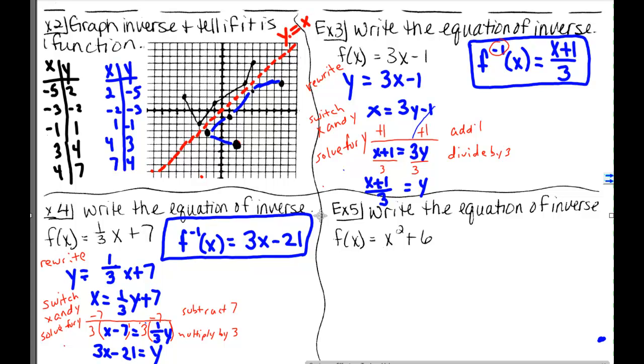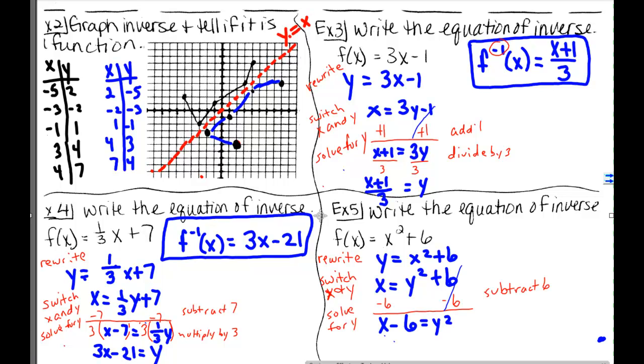Look at example 5. Write the equation of the inverse. F of x equals x squared plus 6. First thing is to rewrite the equation. Y equals x squared plus 6. Then we switch x and y to x equals y squared plus 6 and solve for y. So we subtract 6 from both sides. We have y squared equals x minus 6.